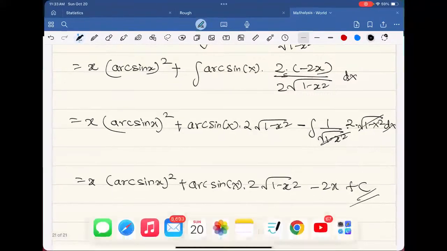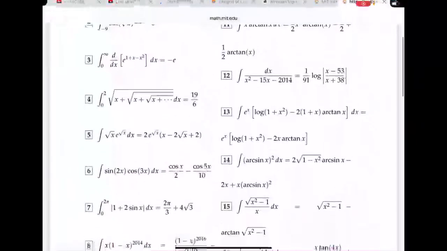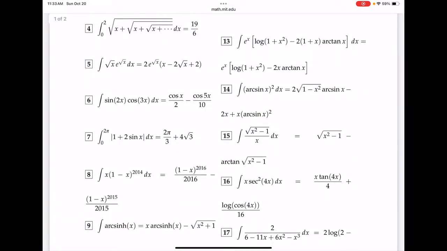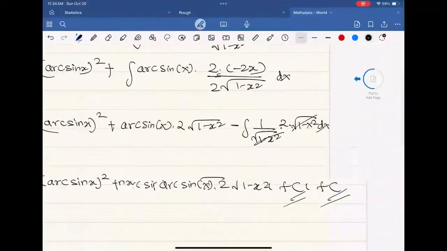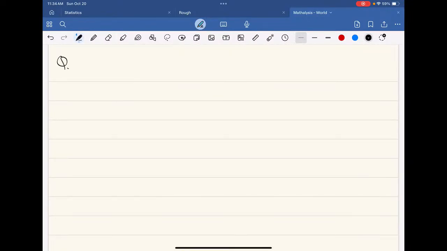I'm sorry for the error previously. Let's take the answer. Correct. Let's go to next problem. Next problem is integral of square root of x square minus 1 by x dx.